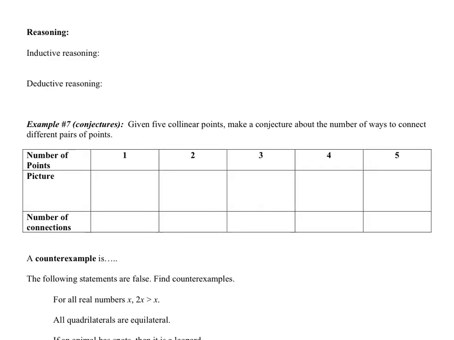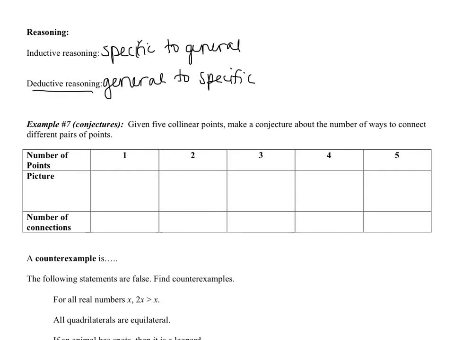Okay, so now we're going to talk about the two different types of reasoning. Inductive reasoning, which is what this whole section is all about, goes from specific to general. And deductive reasoning goes from general to specific. Deductive reasoning, that's kind of what detectives use. They have a general situation and they have to look for very specific pieces in order to break down the whole situation and find the one suspect that they're looking for.